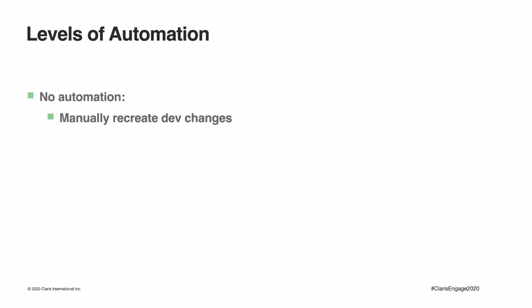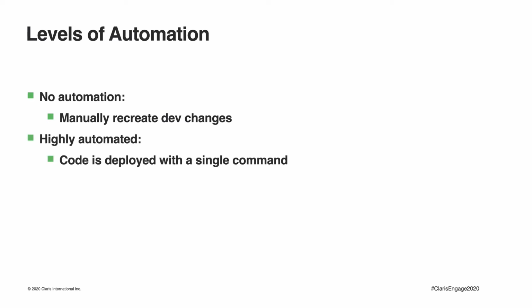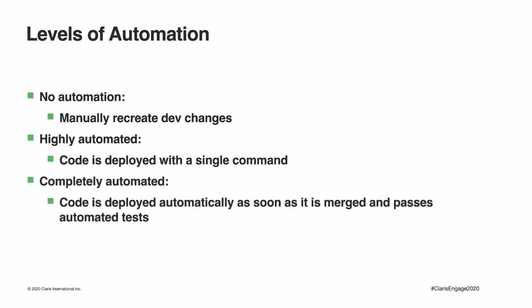From a DevOps perspective, the goal is to move from deployments that require manual action to ones that are increasingly automated. With one level of automation, the deployment could be as simple as issuing a single command. And at the extreme end, the code is deployed completely automatically without any human intervention whatsoever, as soon as it is merged back to the main code branch, and of course, provided that it passes all automated tests.